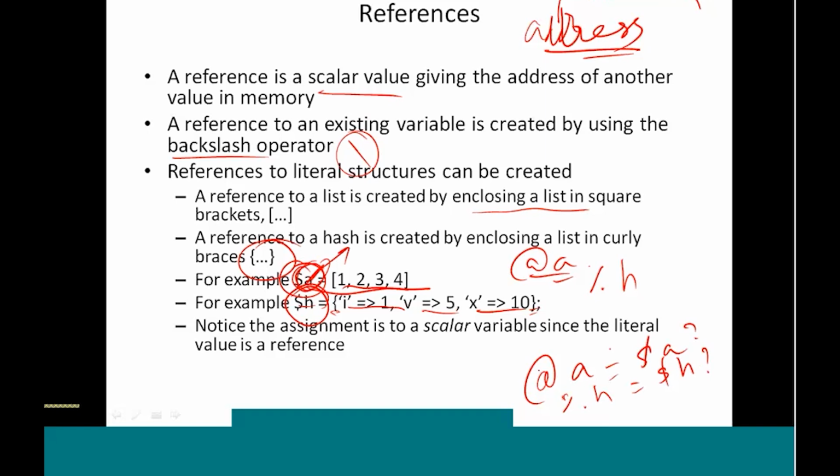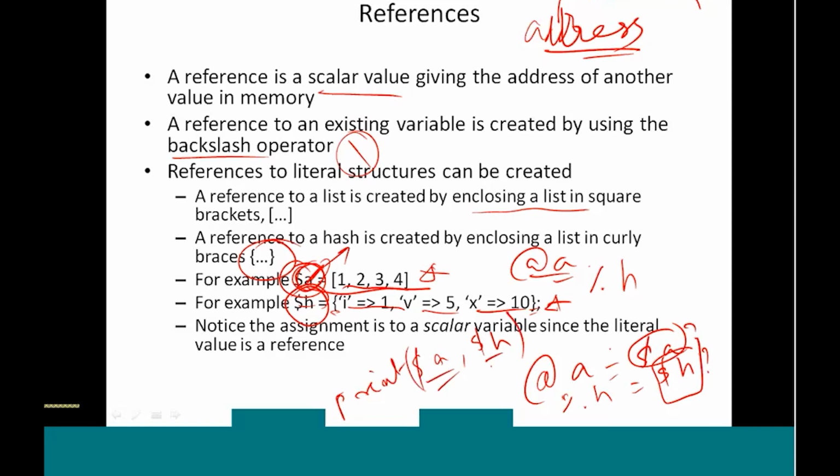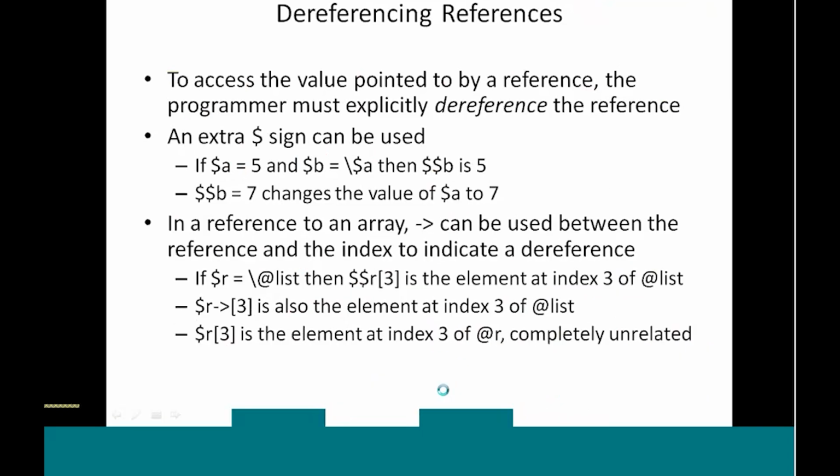And the answer is no, because now these are scalar variables. So what do they actually contain? This is something you can do as an experiment. Do these assignments and print $A and $H. Let's talk about that in the next lecture, as to what we will see if you do this simple print. It will be interesting to see what we get.